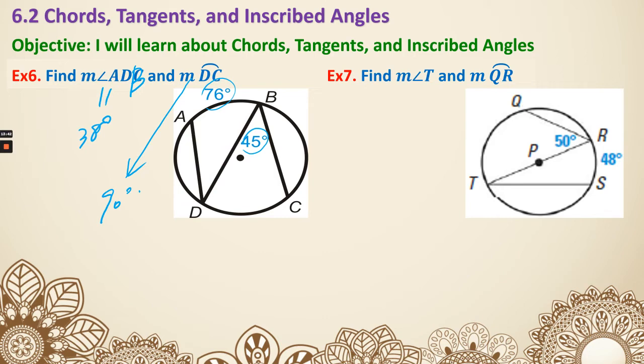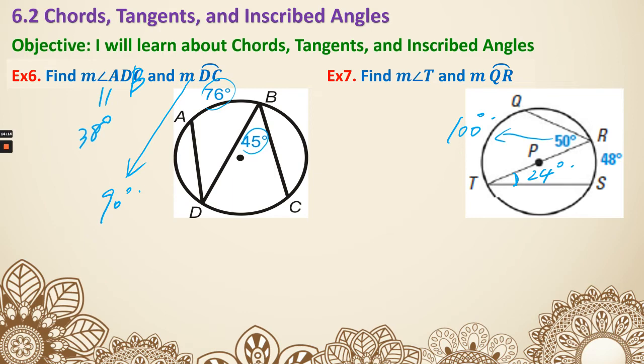Number 7. Find the measure of angle T and the measure of QR. So first, we already know this is 50 degrees. So that is the arc that is intercepting. That means this is going to be 100 degrees. And next, if we want to find T, it's referring to this little angle, which is half the arc it is facing. So that is 24 degrees.